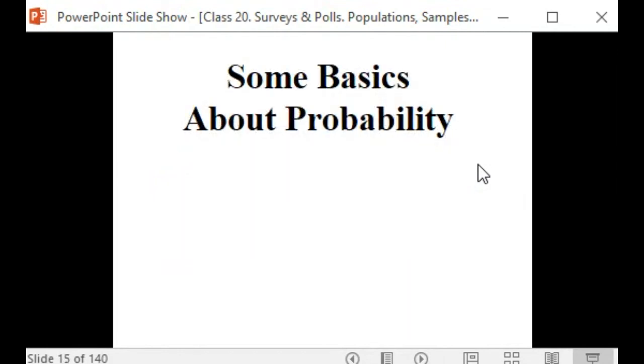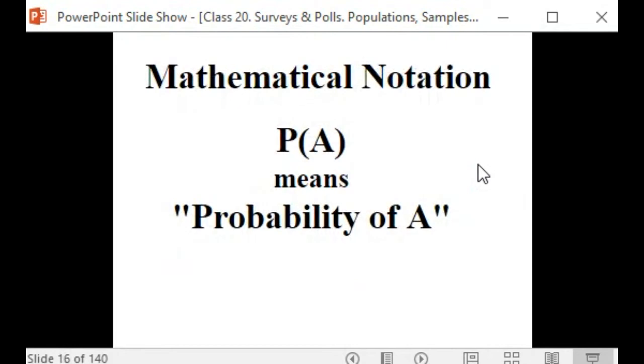Now, in the last lecture, you also learned about some basic ideas about probability theory. We began with some mathematical notation. A capital P followed by something inside parentheses means the probability of this thing in the parentheses. For instance, capital P followed by an A inside parentheses means the probability of A, or the probability of outcome A.